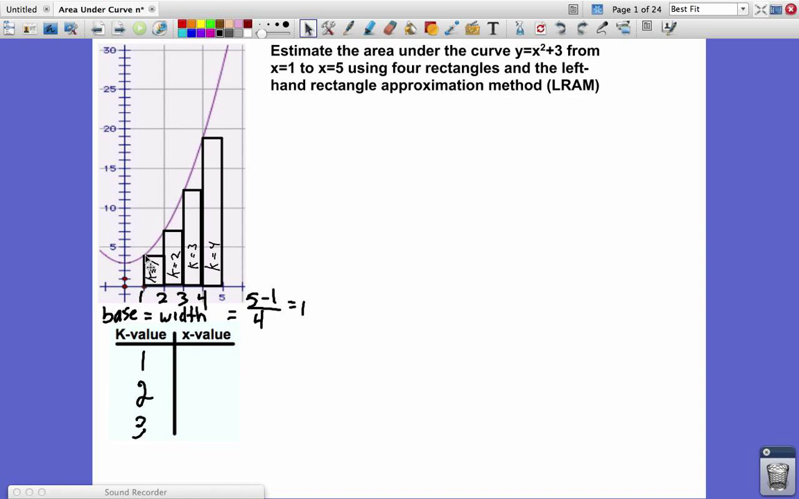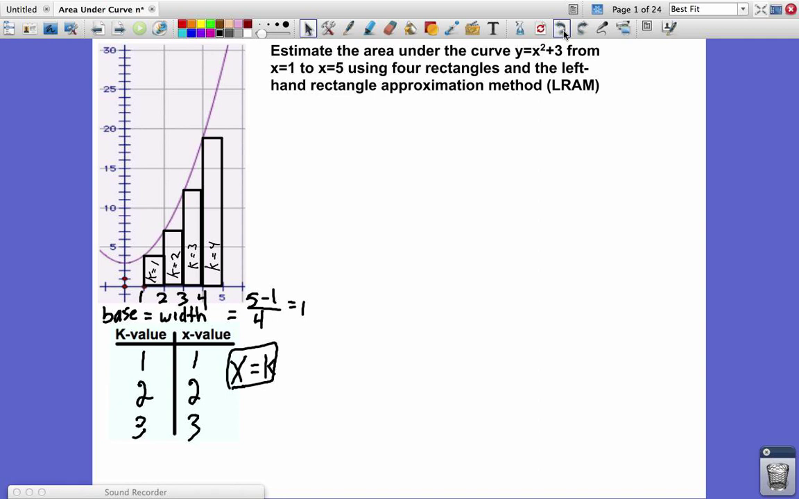That's the part of the rectangle that hits the curve, hence we will use x equals 1 to find the height of that rectangle. For the second rectangle, we will use x equals 2. And for the third rectangle, x equals 3. So filling in our chart, we'll get the x values 1, 2, and 3. Which now leads us to a relationship between x and k, and the relationship is x equals k.